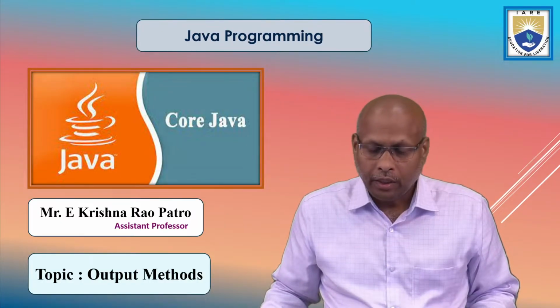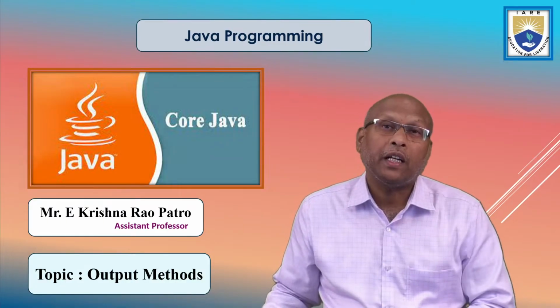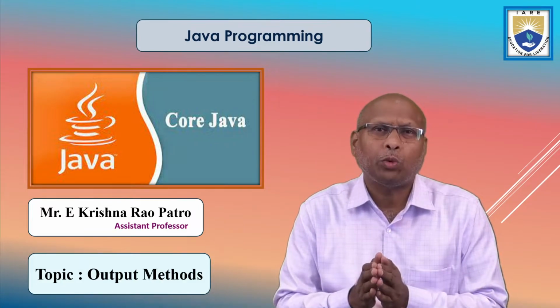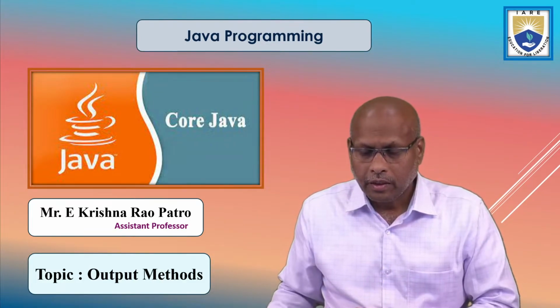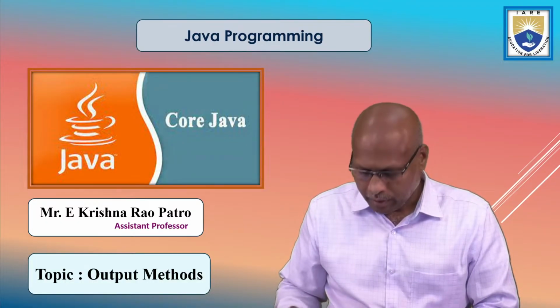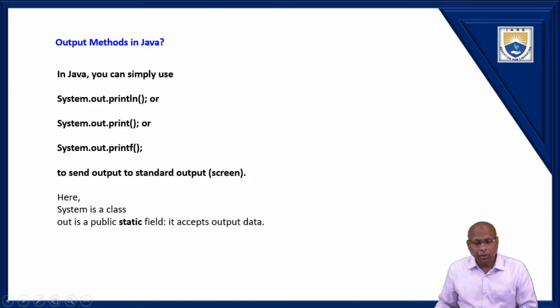Aeronautical Engineering College, Hyderabad. Today, we will discuss one important topic, that is how to display the output. That means the output methods. What are the various kinds of output methods available in Java? That means how can you display all types of your result on the screen. There are various methods available in Java. We'll discuss three important methods: println method, print method, and printf method. How these three methods are available in Java, how you can use them, and how they are different from each other, those things we'll discuss.